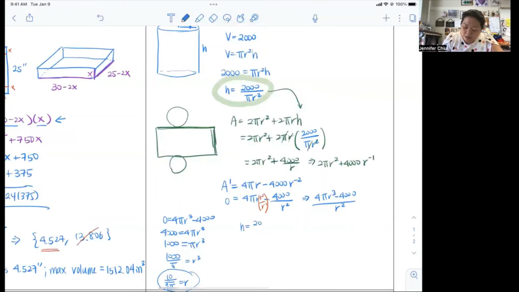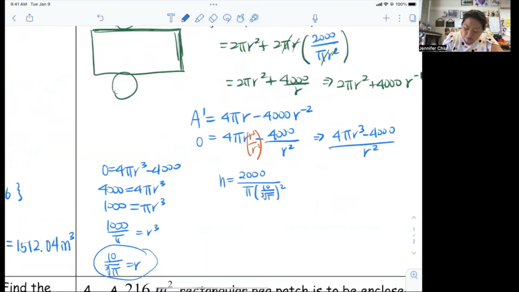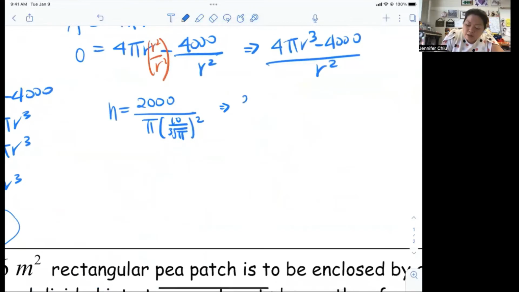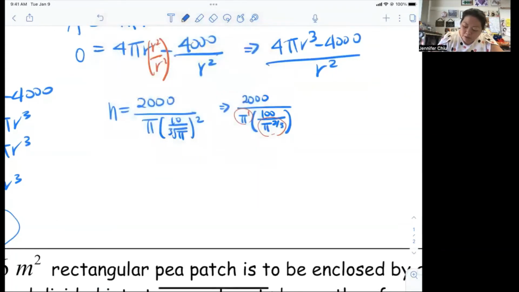So height is equal to 2,000 over pi times radius squared. Well, radius is 10 over cube root of pi. Okay, so there's a lot of algebra here to clean up, and it actually cleans up pretty nicely, all things considered. So 2,000 over pi, I get 100 pi to the 2/3, right? And now I'm going to reduce. This is a pi to the 1 and pi to the 2/3, so this will reduce a little bit, leaving me with 2,000 over pi to the 1/3 divided by 100. Then use these two to reduce out. I get 20 over cube root of pi.